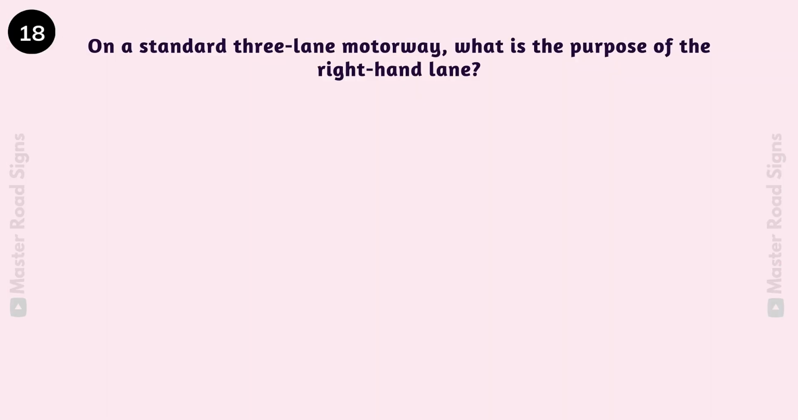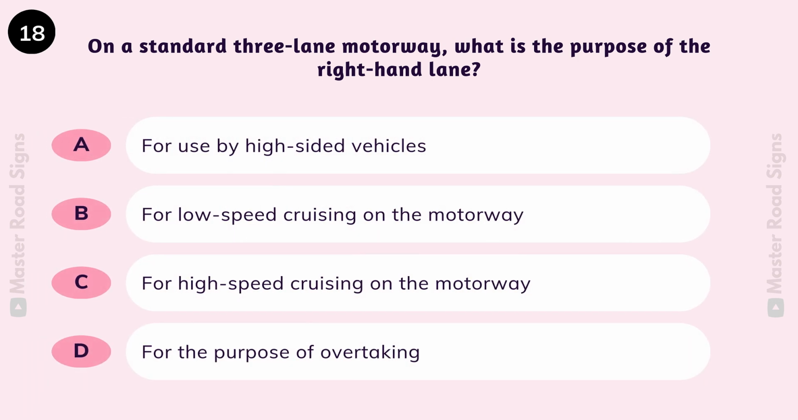Question 18. On a standard 3-lane motorway, what is the purpose of the right-hand lane? A. For use by high-sided vehicles. B. For low-speed cruising on the motorway. C. For high-speed cruising on the motorway. D. For the purpose of overtaking. The answer is D. For the purpose of overtaking.